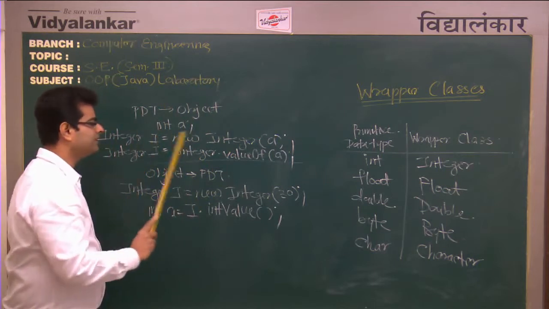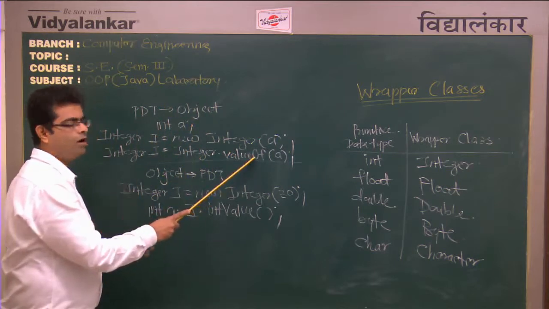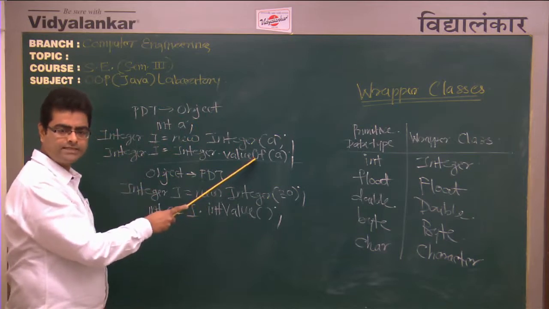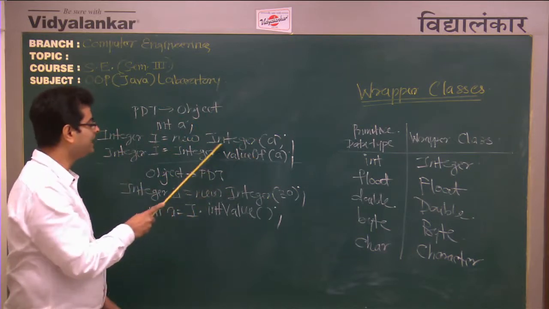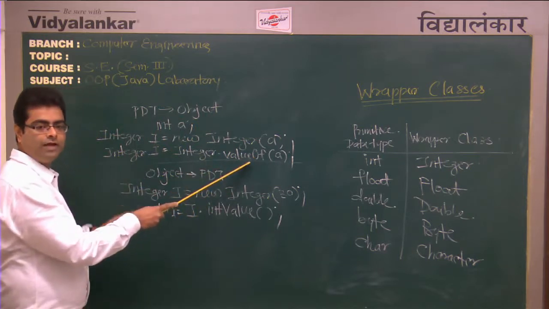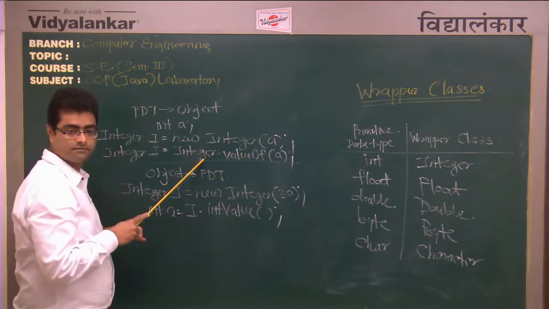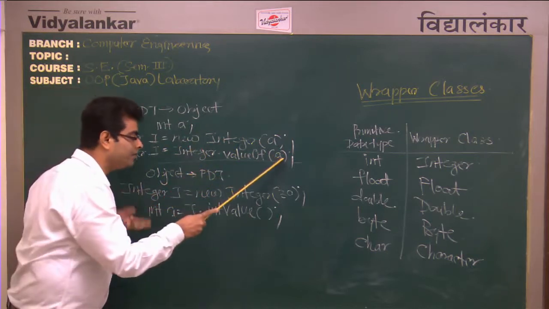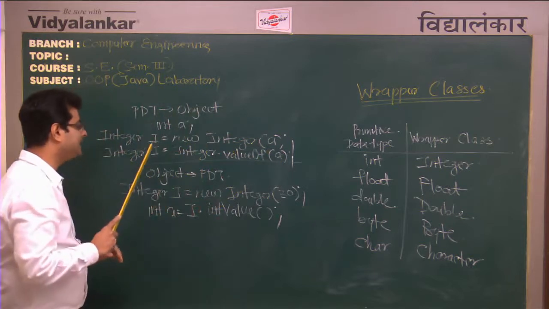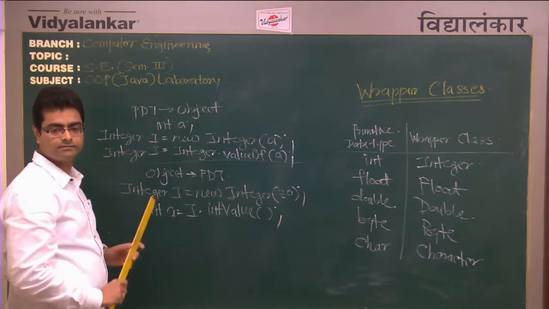The same conversion can be done using the valueOf static method also. It's a static method, so it can be used using a class name. valueOf, if I use it with the Integer class, will convert primitive a into object I of Integer class.